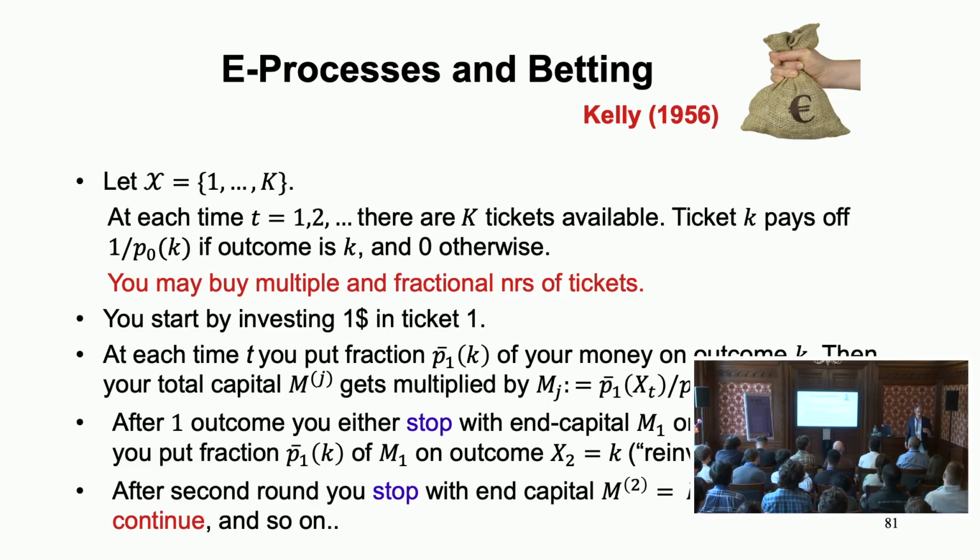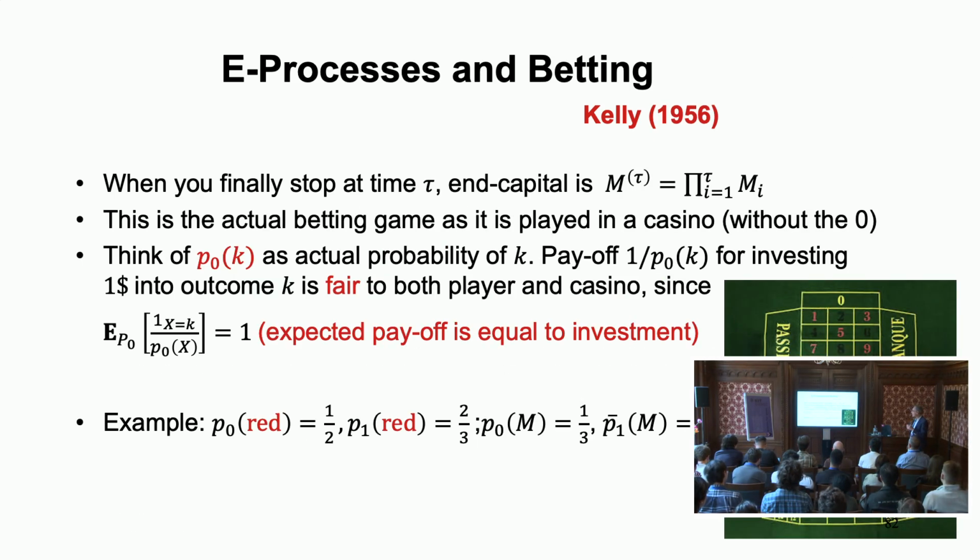At time 2, you play the same game again, another draw of the roulette wheel, and you reinvest all your money. So maybe after round 1, you started with $1 and you now have $1.20. So now you put a part of 1.20 on red and another part on black. You get back what happened for the actual outcome times 2, and that's your money at time 3. And you go on like that.